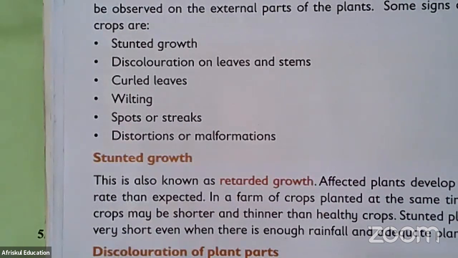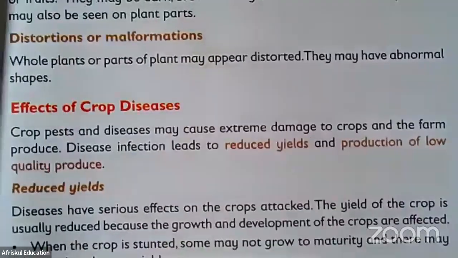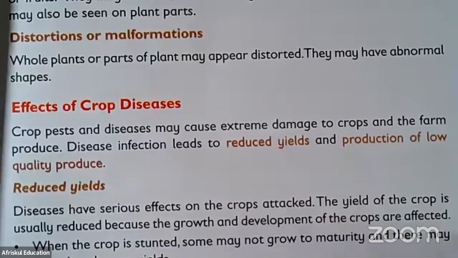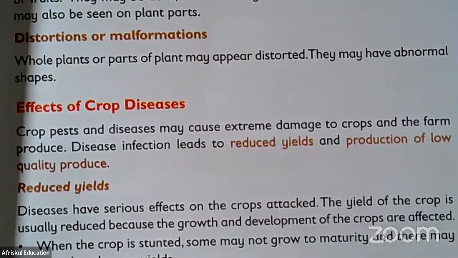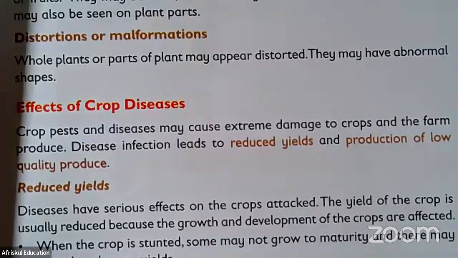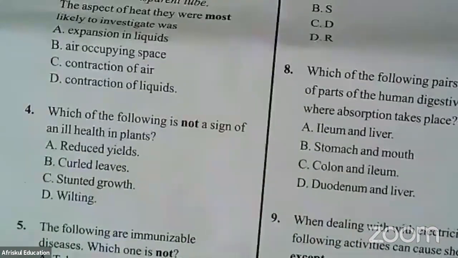Then we have the effects. Crop pests and diseases may cause extreme damage to crops on the farm and the farm produce. Disease infection leads to reduced yields and production of low quality produce. So reduced yields and low quality produce are effects. They are not signs, but effects. Hope you are together, everyone. We go to the next question.